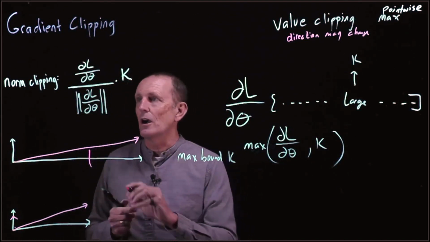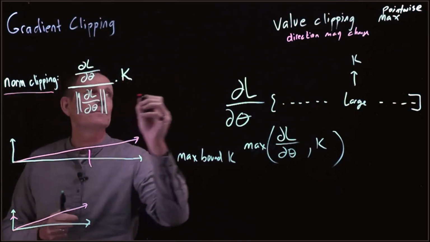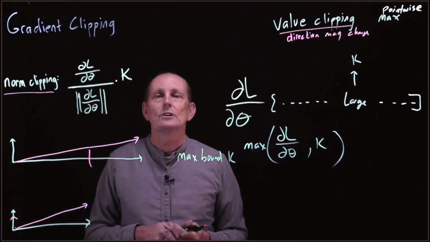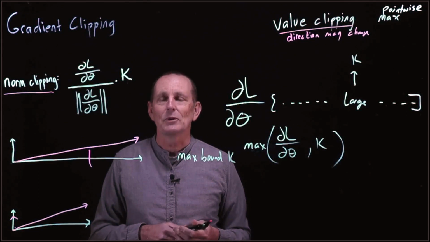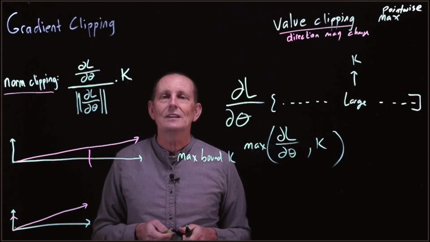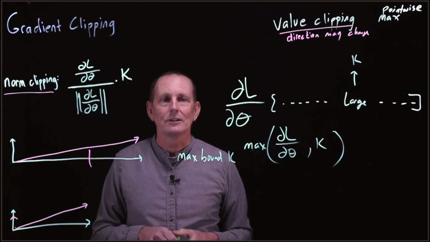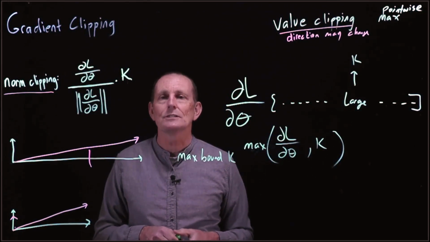So these are the two kinds of clipping, norm clipping and value clipping, and these are the approaches used to avoid exploding gradients. We'll see that vanishing gradients remain a problem. As we talk about CNN architectures, we'll see some approaches to dealing with that.